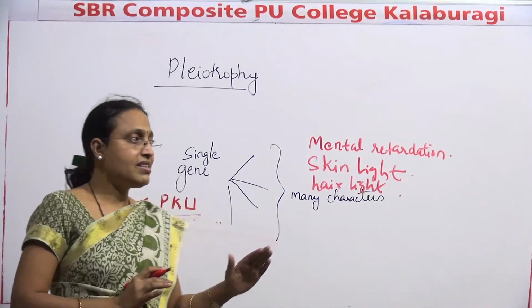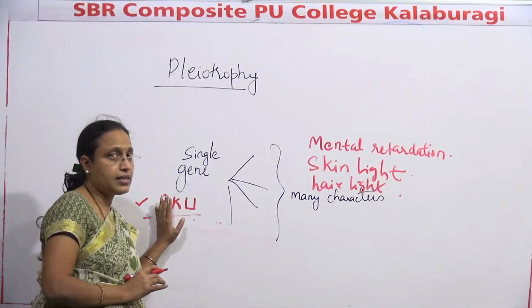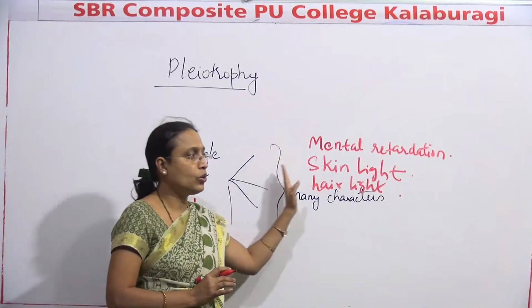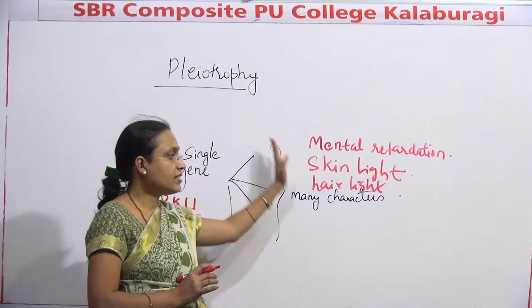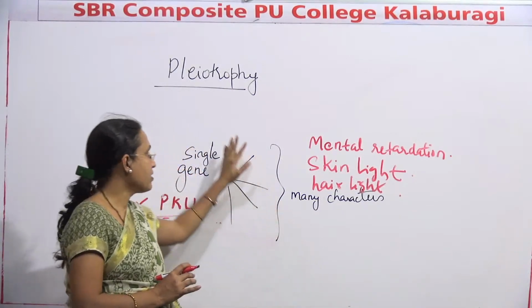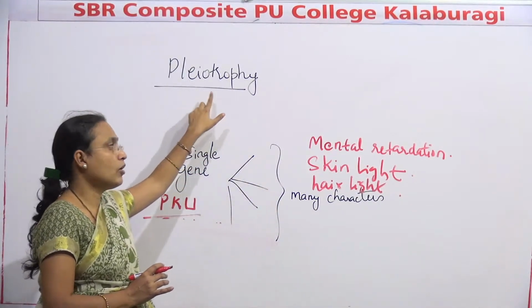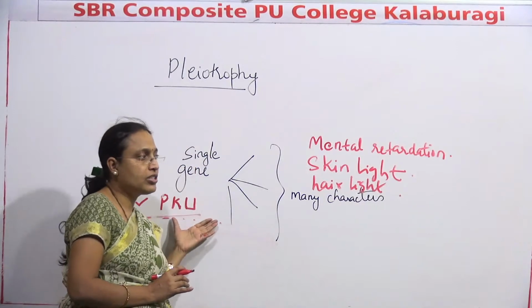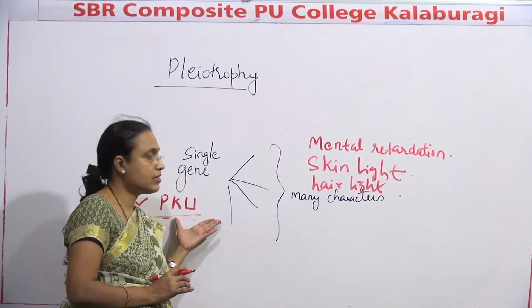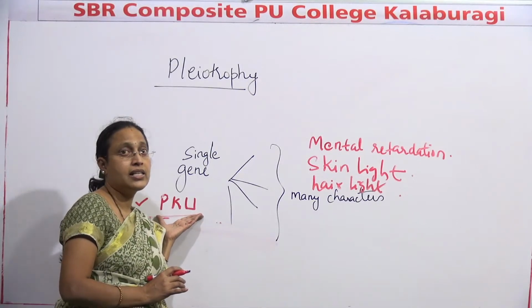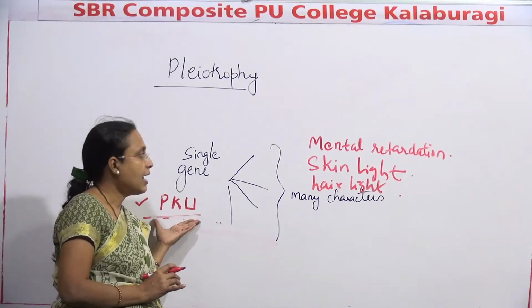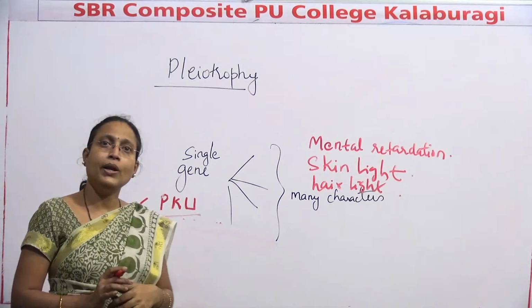It means that this single disease is manifesting itself in different characters and different symptoms, and that is why we say it is pleiotropic in nature. This monogenic disorder, this genetic disorder, exhibits pleiotropy, and that gene is called a pleiotropic gene.